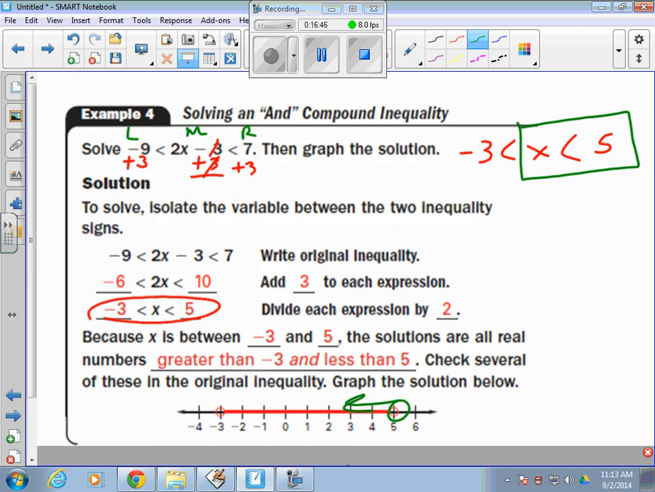But when you read it the other way, you have to read it again from the variable. This way says x, read it this direction. X is greater than negative 3. Greater than negative 3 is showing everything that way, and that's how you wind up with all the numbers between negative 3 and 5.